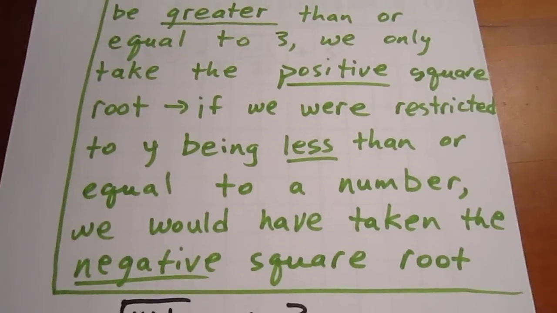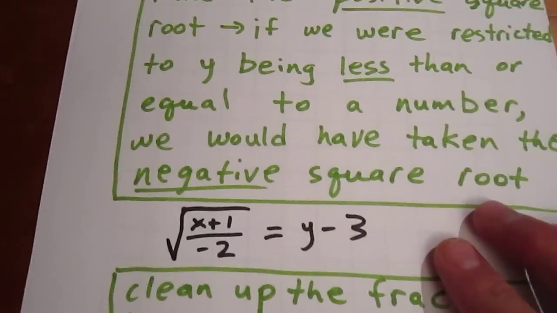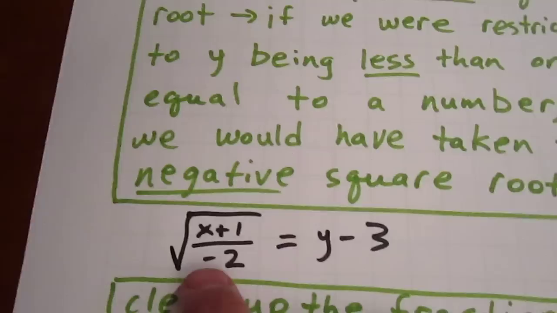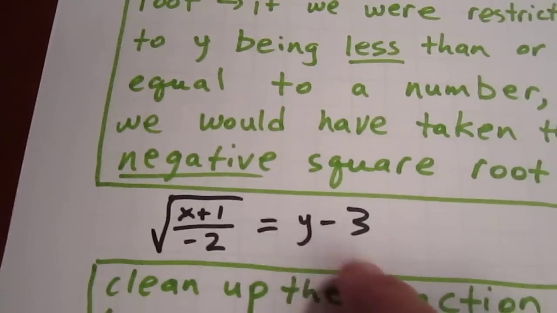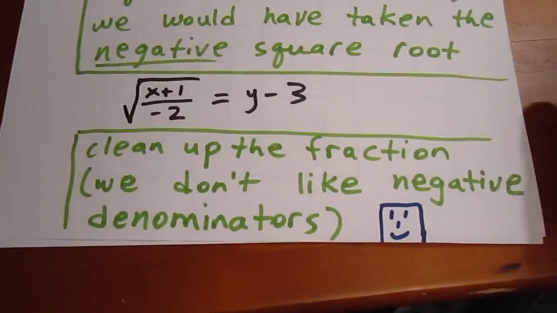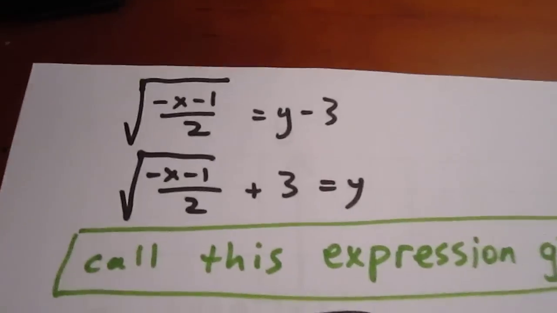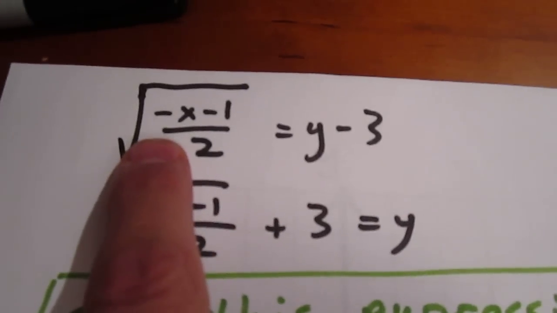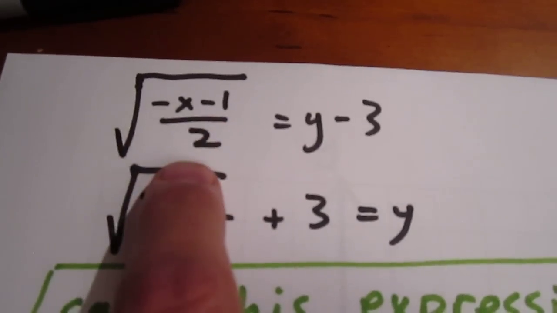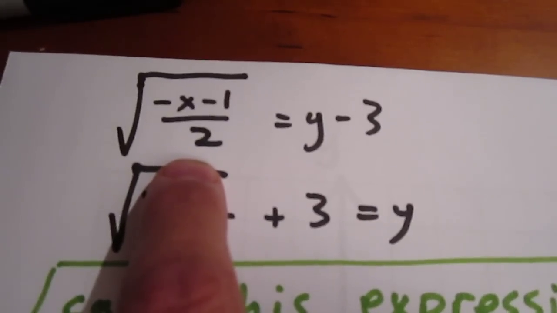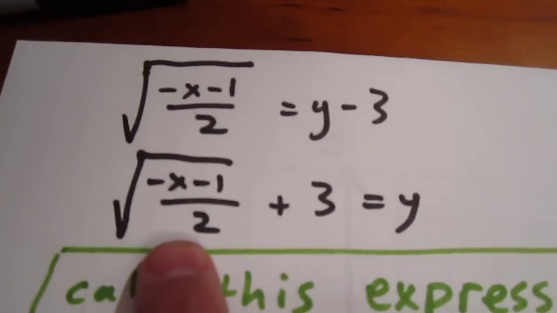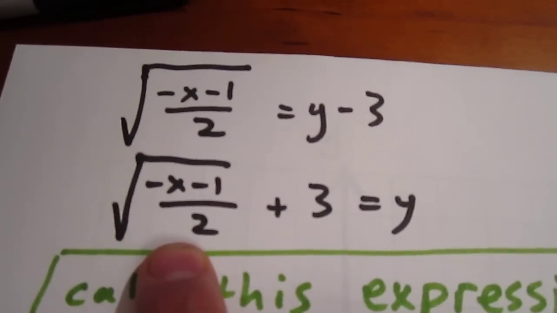square root. So when we square root both sides, we're going to have the square root of (x plus 1) over -2 is equal to y minus 3. We're going to clean up the fraction because we don't like negative denominators. And so we're going to multiply the numerator and denominator by -1. We get this expression here. And then we add 3 to both sides.